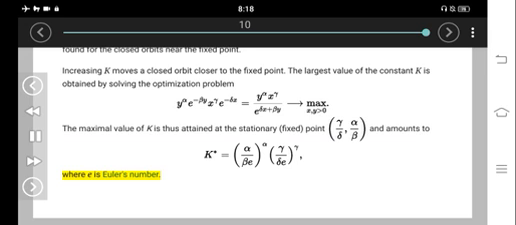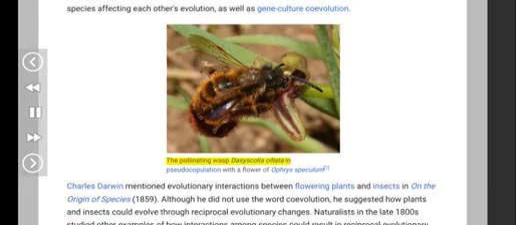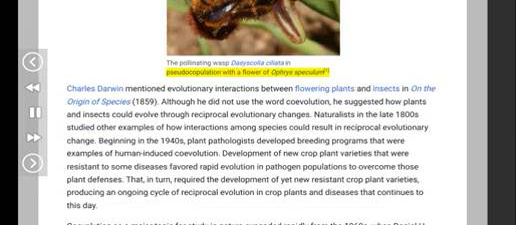Coevolution. In biology, coevolution occurs when two or more species reciprocally affect each other's evolution through the process of natural selection. The term sometimes is used for two traits in the same species affecting each other's evolution, as well as gene-culture coevolution. The pollinating wasp Campsoscolia ciliata in pseudocopulation with a flower of Ophrys speculum. Charles Darwin mentioned evolutionary interactions between flowering plants and insects in On the Origin of Species, 1859. Although he did not use the word coevolution, he suggested how plants and insects could evolve through reciprocal evolutionary changes.